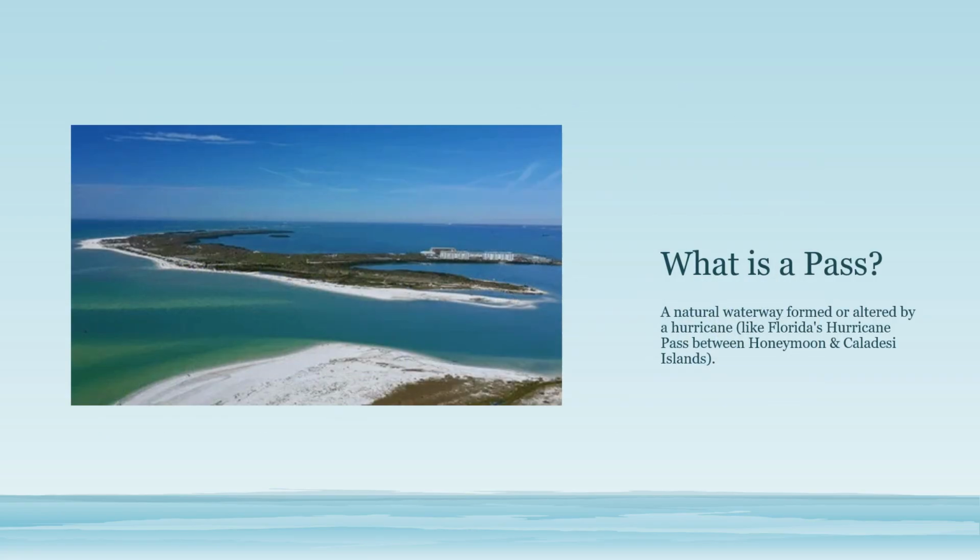Here's an aerial photo of Hurricane Pass, and this was carved by a hurricane. So it can cut a hole in a barrier island. And that's basically what a pass is. So these hurricanes can reshape our environment, and then secondary succession will take that new environment and mature it, shaping it into a new habitat.